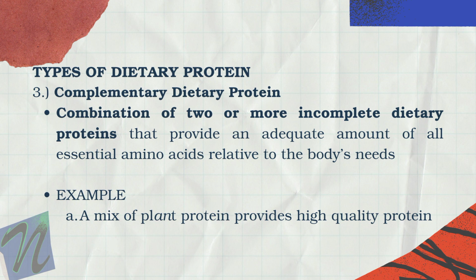The third and last type of dietary protein is the complementary dietary protein. It is the combination of two or more incomplete dietary proteins that provide an adequate amount of all essential amino acids relative to the body's needs. A mix of plant proteins generally provides high quality or complete protein. Rice by itself is an incomplete dietary protein as well as beans. A serving of rice and beans provides all of the essential amino acids by protein complementation.